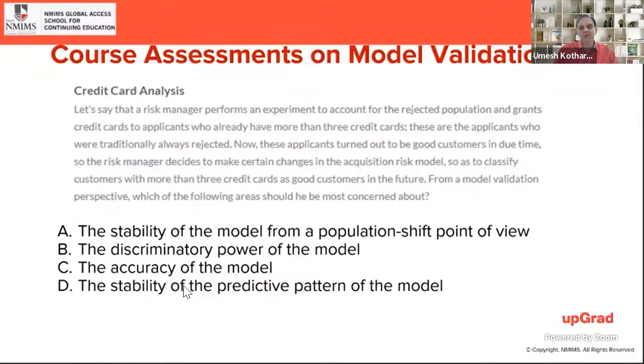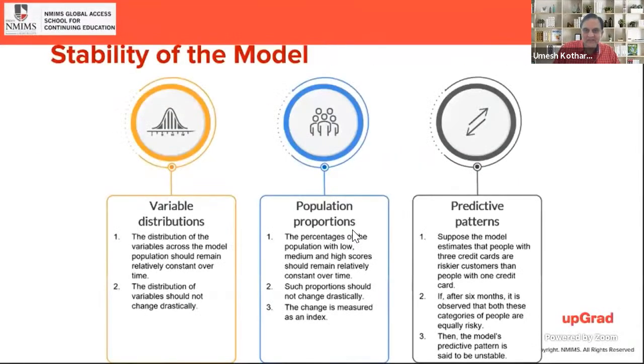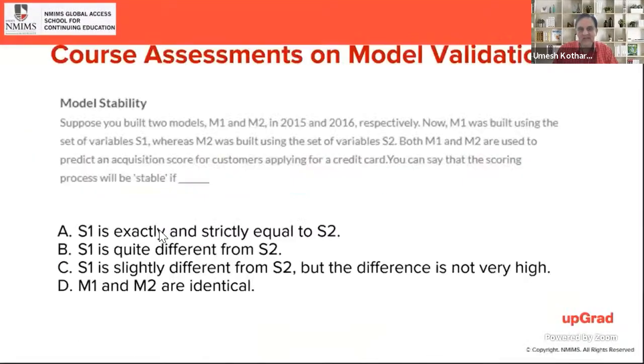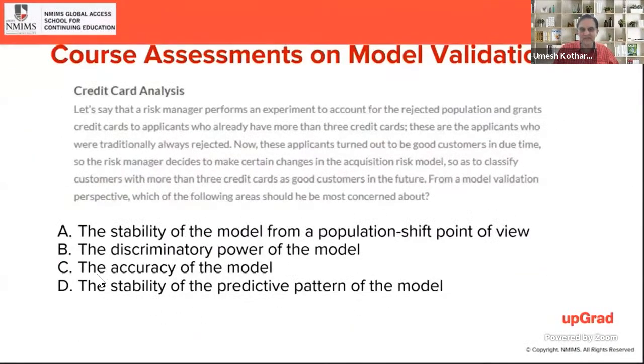I would also go with D here, the stability of the predictive pattern of the model. In that definition, it covers the stability part as well as it is able to discriminate by identifying the problem versus the non-problem areas. So yes, of the four statements, the D statement is the most relevant to what we read here. Good.